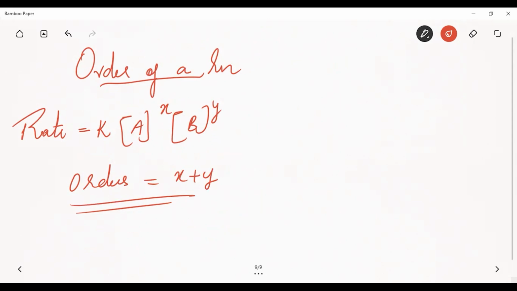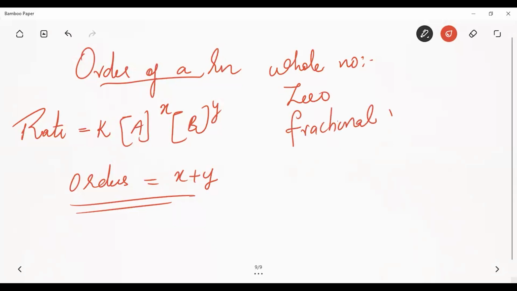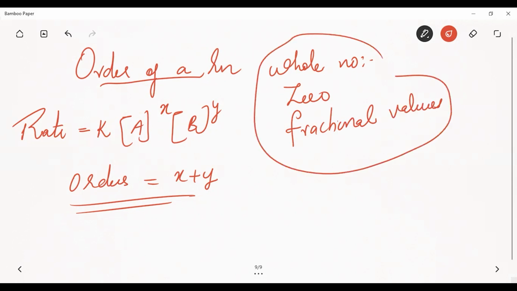So this order can be a whole number. It can be 0. It can be any fractional value. That is the main property of the order of the reaction. And the order of the reaction can be determined experimentally.